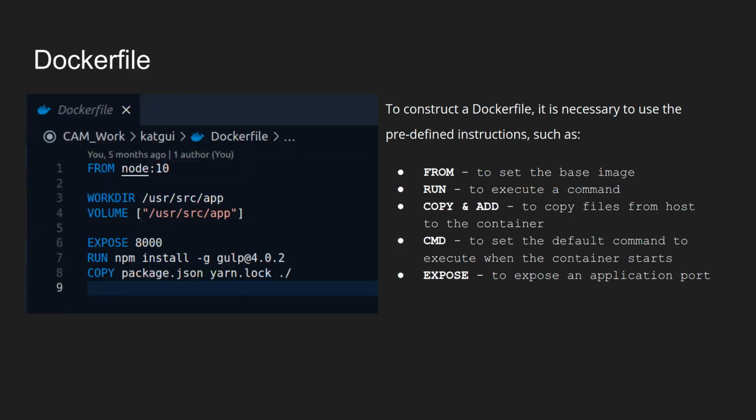So on your left, you will notice that I've got a Dockerfile. And if you notice on the right, the way to construct a Dockerfile, there's a couple of predefined instructions that are necessary. First of all, you need to have your from instruction. This tells Docker where to get the base image of what you're gonna be basing on. And for KATGUI, the base image that we're using is node 10. Don't ask me why we're still using node 10.